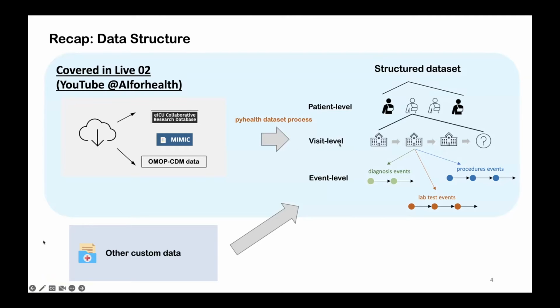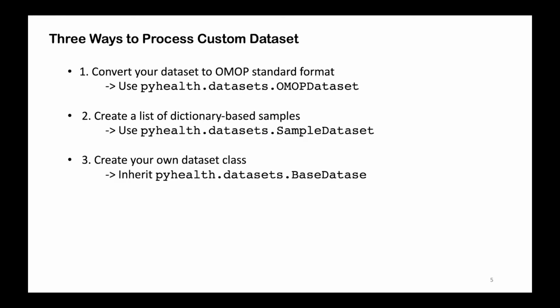For today's tutorial, I will introduce how we can adapt some custom dataset that you are interested in into PyHealth. After that, you can use the other pipeline of PyHealth and make model training and inference much easier. So let's get started. As a high-level overview, there are three ways to process a custom dataset in PyHealth. The first is that you can convert your dataset into OMOP standard format. I will next introduce what the OMOP standard format is.